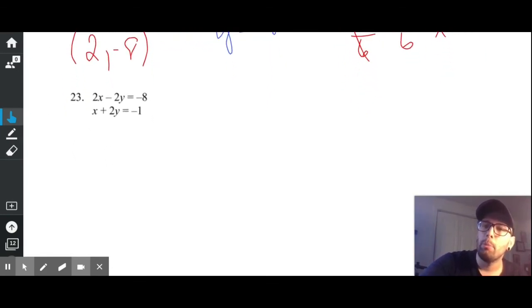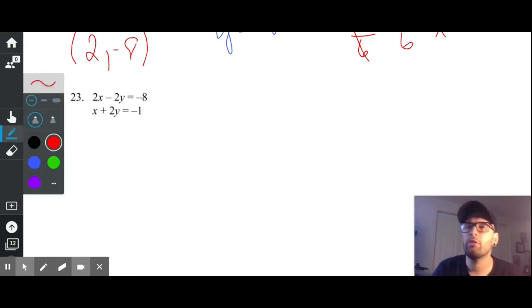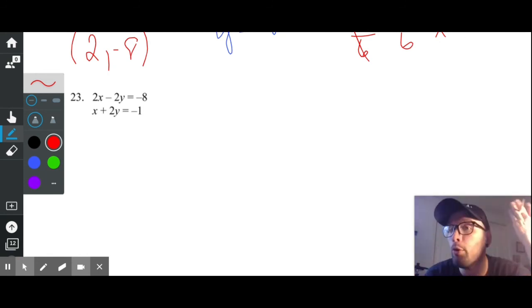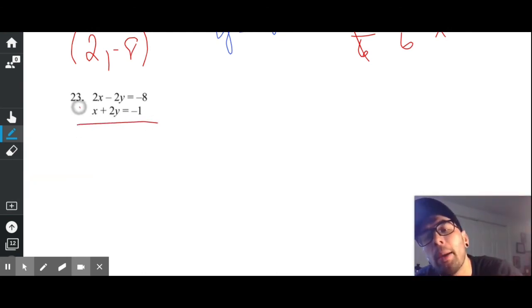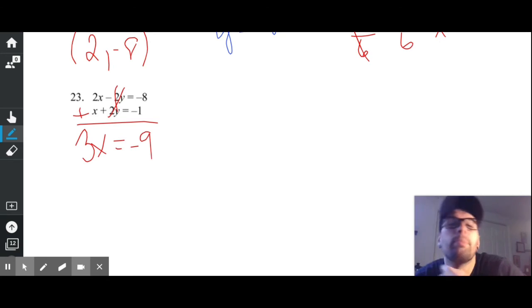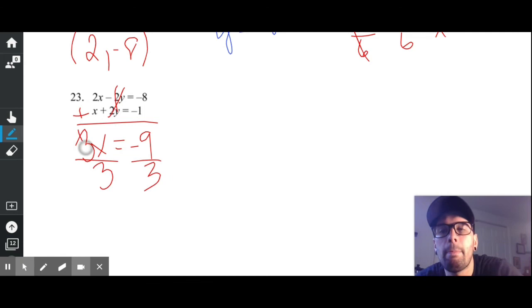Problem 23, elimination. I am looking to find two variables that are exactly the same, but one's positive and one's negative. Oh, look at that. The y's are both twos, and one of them's positive and one of them's negative. So right away, I can add them. 2x plus regular x is 3x. Negative 2y and 2y is nothing. And negative 8 plus negative 1 is negative 9. Divide both sides by 3, and x becomes negative 3.